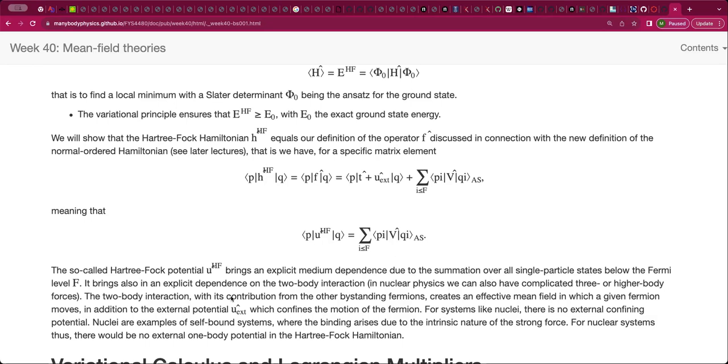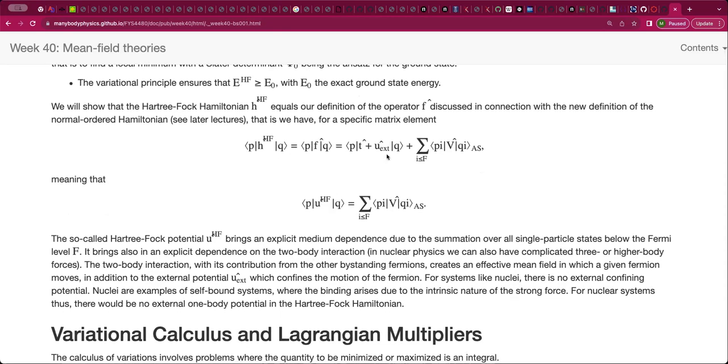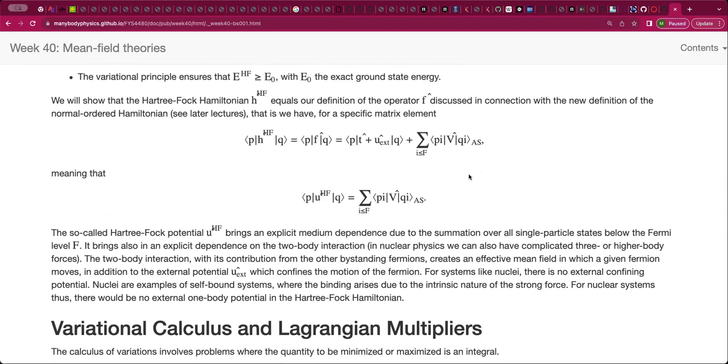And the two-body interaction, with its contribution from the other bystanding fermions, creates in a way an effective mean field. And this effective mean field is a field in which a given fermion moves, in addition to the external potential which confines the motion of the fermion. Now, you may not have an external potential. So we could have a system which is set up without the external potential, and then just limit ourselves to kinetic energy. So that's fully possible. And we could then have just kinetic energy plus this mean field contribution from the nuclear or the two-body interaction here.